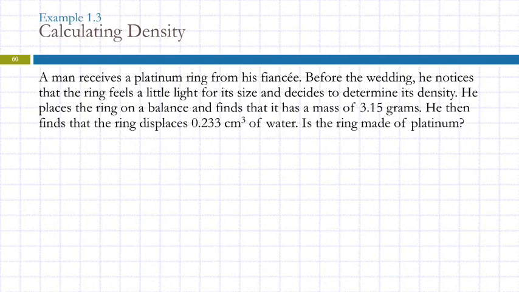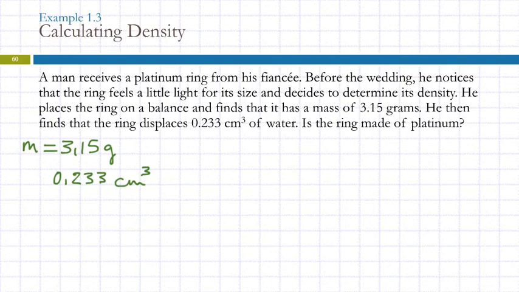Okay, so we go through that, we read the whole question, and then let's pull the numbers out and write them down and see what they are. So we've got 3.15 grams, and we have 0.233 cubic centimeters. So the question tells us that it has a mass of 3.15 grams. So that's its mass. We could also recognize that as a mass by the unit. Gram always measures mass. And then we have this, it says it displaces this much water. What does water have to do with whether the ring is platinum?